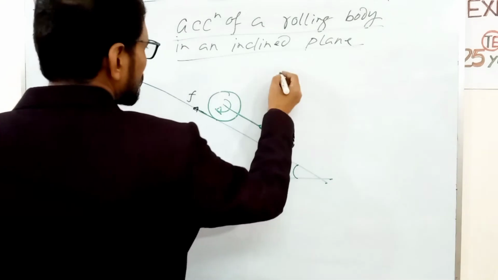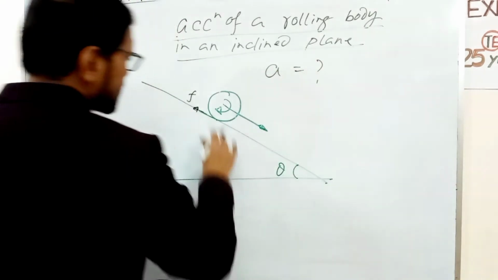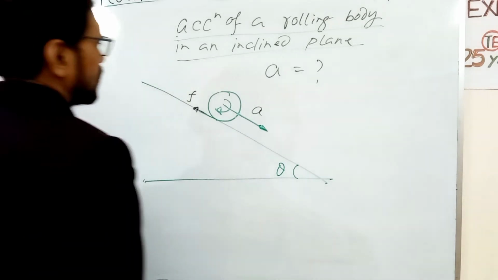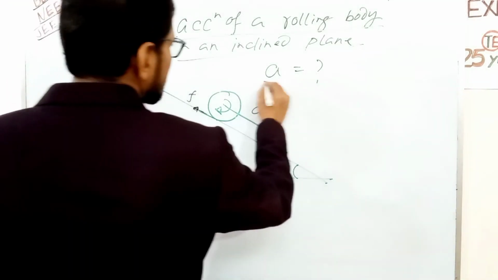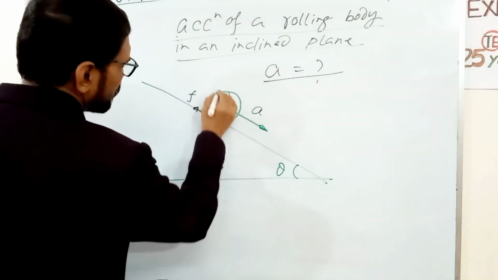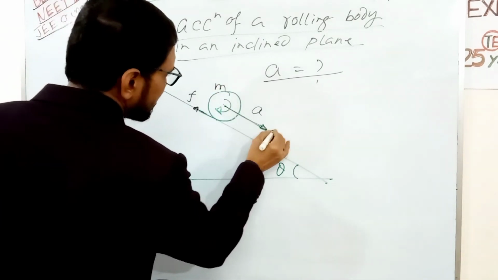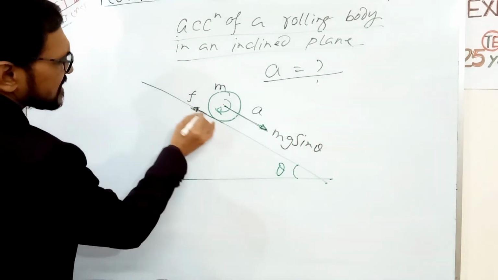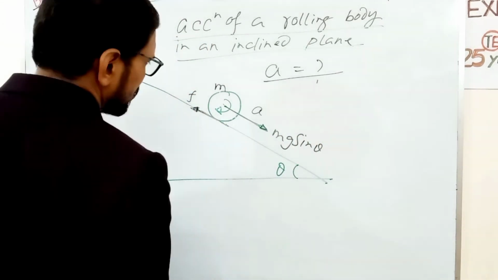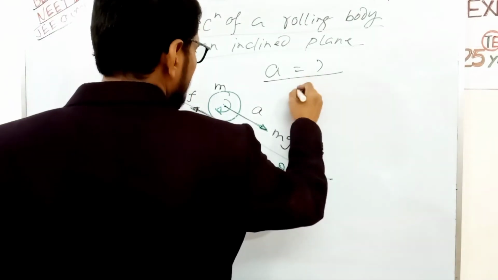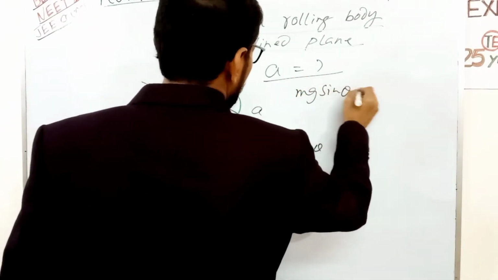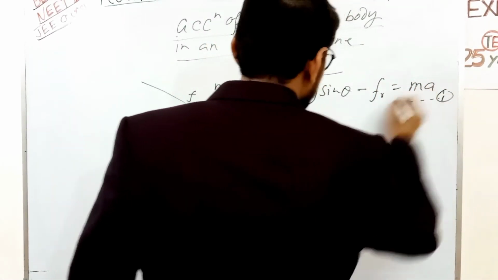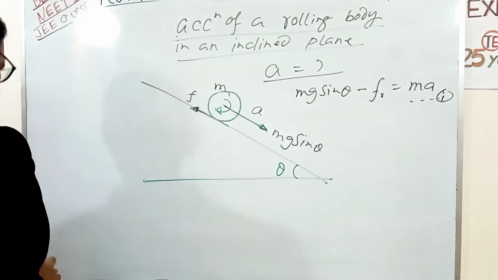Now what is the acceleration of the rolling motion? To find the acceleration, what is the equation here? The mass of the body is m. Here mg sin theta acts in this direction, friction acts in this direction. Now what is the equation of motion? Mg sin theta minus friction equal to ma. This is equation 1.